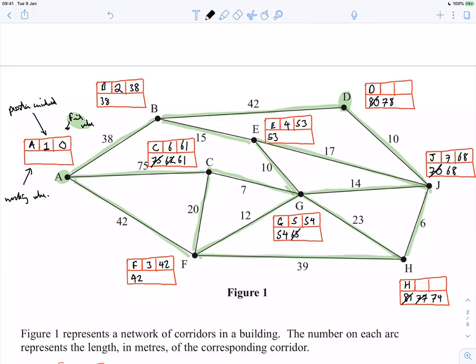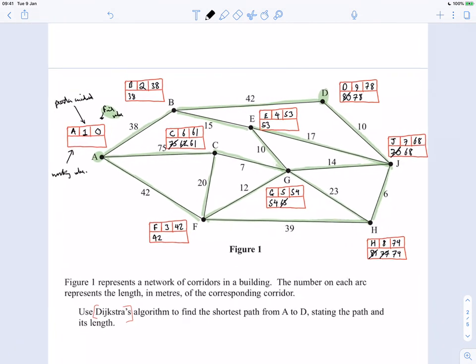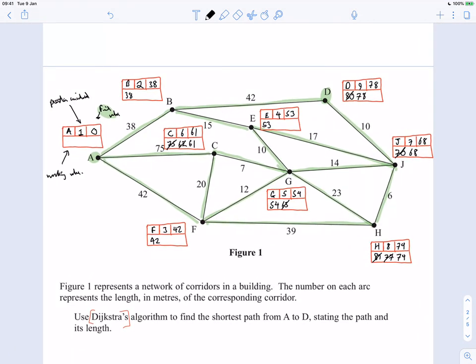And now that's done. To finish off the algorithm, as you can probably see what's going to happen, we've got 74 and 78 to consider. 74 is lower, so this will be the next one, the eighth, with a working value of 74. Since H is connected to all the finalized ones, we're done, so we move on. And now D is the lowest, so it will be the ninth one we consider with 78. Okay, so we've now gone from A to D. Now here comes the tricky bit.